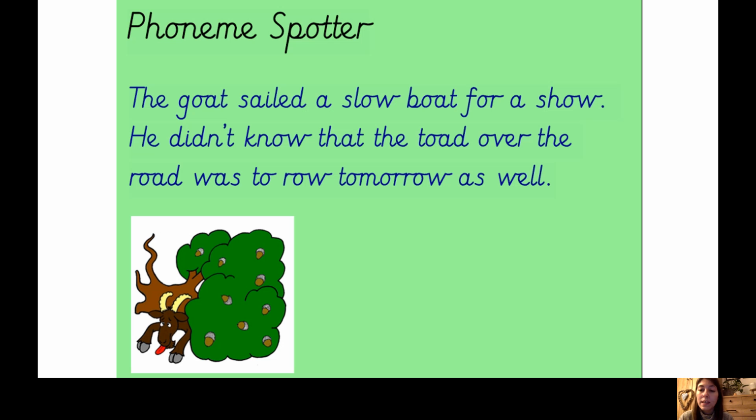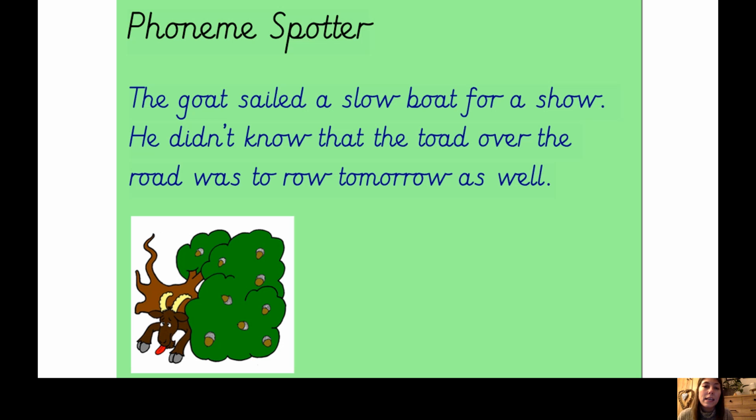In this phoneme spotter, there are some words with the O sounds in them. What I'd like you to do is to read it and then find the O words. When you find the O words, maybe you can write the words with the OA on one side of a piece of paper, and then on the other side in another column, perhaps you could write the words with the OW O sound. Then I'd like you to notice something about where these graphemes are used in the spellings.